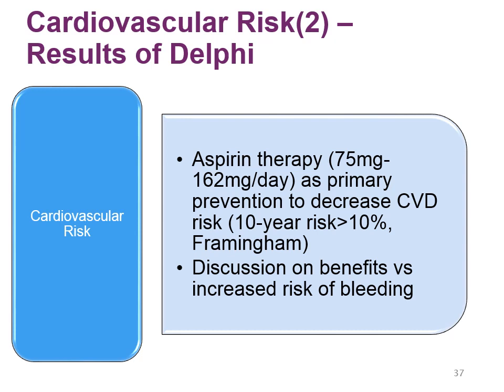So aspirin therapy, 75 milligram to 162 milligram per day as primary prevention to decrease cardiovascular disease risk if only the patients have more than 10% of cardiovascular risk in the next 10 years, according to the Framingham risk calculator. So as usual, discussions on benefit versus increased risk of bleeding should be discussed with the patient whether or not they should be initiated with aspirin.